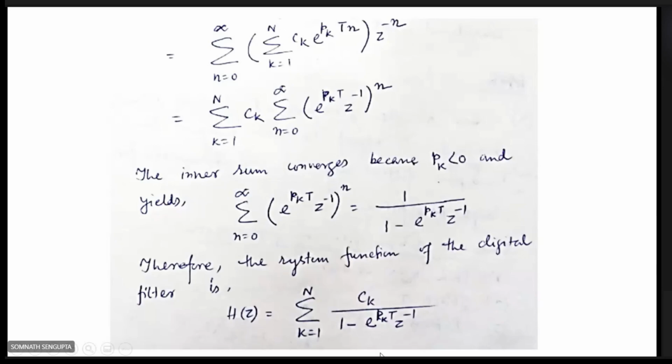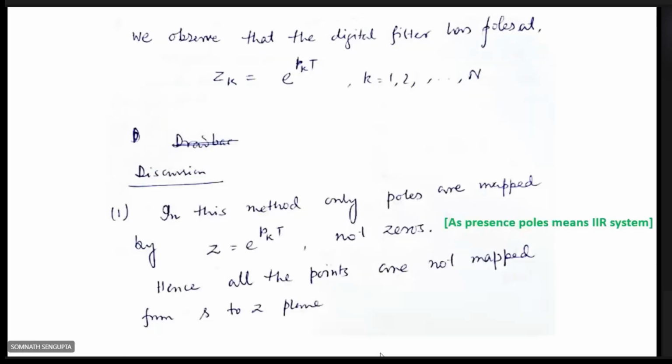Some observations are there. We observe that the digital filter has poles at zk equal to e to the power pk T, because z is equal to e to the power sT. Z is equal to e to the power sT.